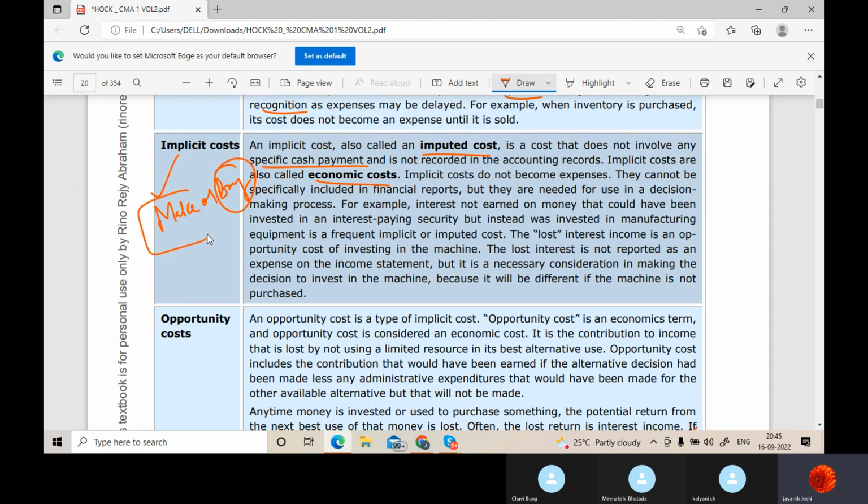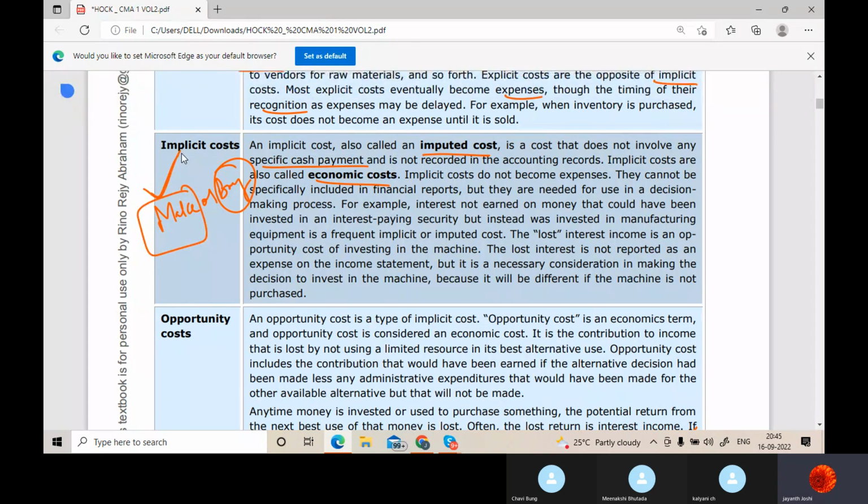That means you're losing the opportunity of making, and you are not making that. So I can say that that is a lost income, because this is a better option than that. Correct. So you can say opportunity cost can also be one of the examples of implicit cost.